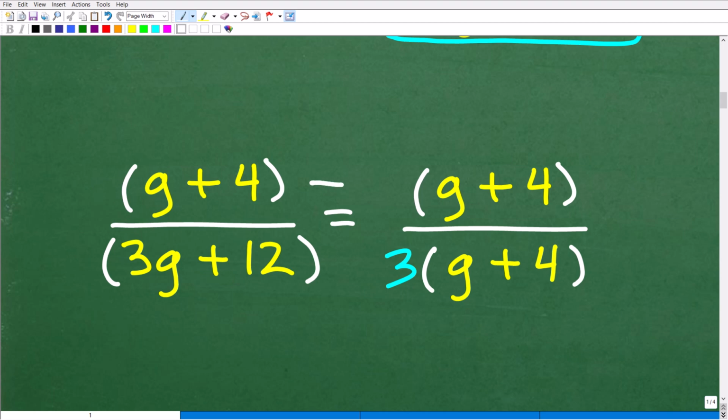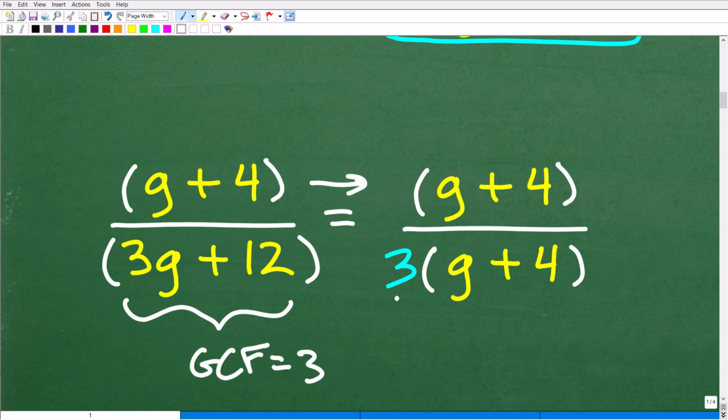So let's take a look at the numerator. Can we factor the numerator? No, we cannot. It is as simple as it can be, g plus 4. But down here in the denominator, I have 3g plus 12. You can factor out the, what here? Well, we have a greatest common factor of 3. So I can factor out a 3, so that'll look like 3 times g plus 4.